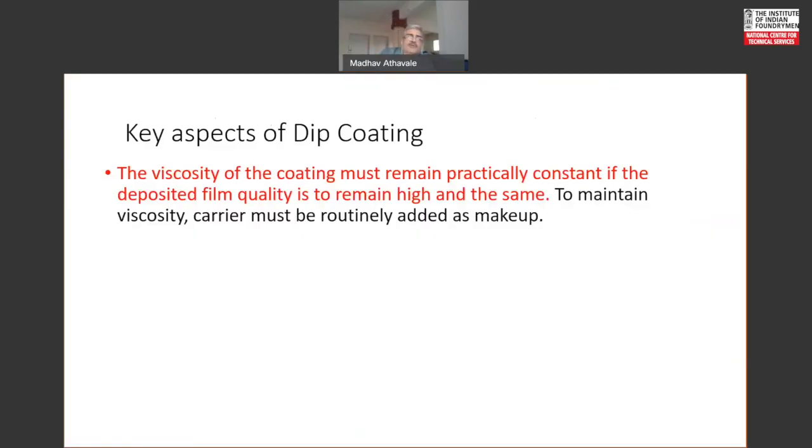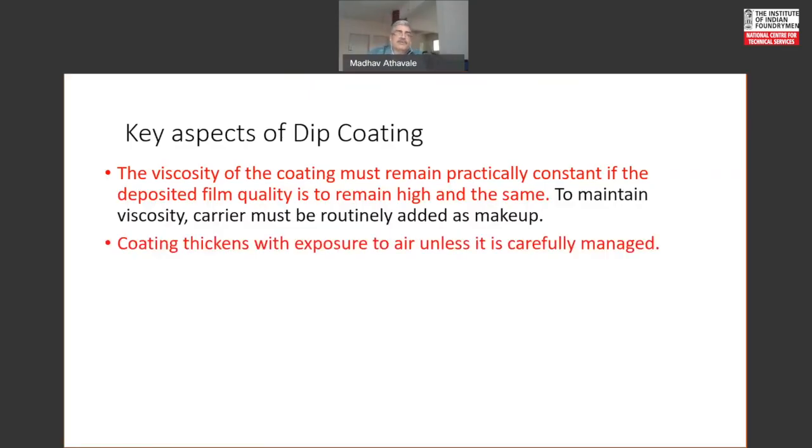The viscosity of the coating must remain practically constant if the deposited film quality is to remain high and the same. So to maintain the viscosity, carrier must be routinely made up. So your equipment design has to take care of this, or if you are doing a manual operation, periodic viscosity measurement, and then adjusting the viscosity by adding either excess wash or excess water needs to be done.